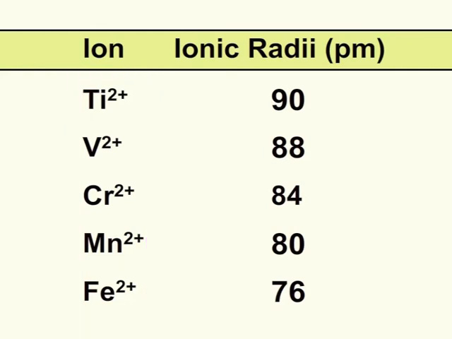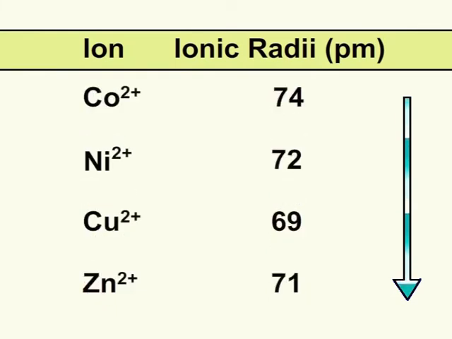The radius of the ion decreases along the series. This is because with the increase in the atomic number, the effective nuclear charge increases, thereby decreasing the radius of the ion.